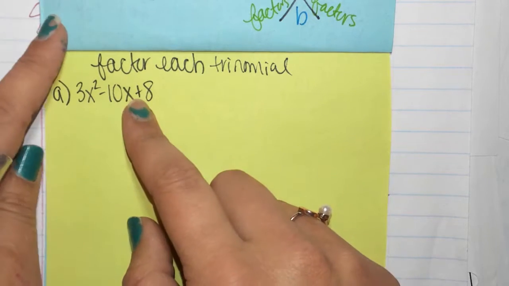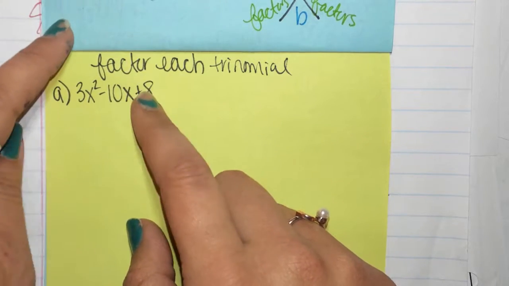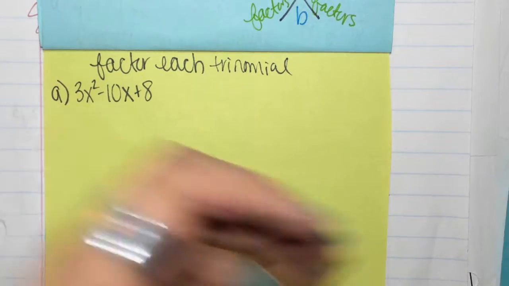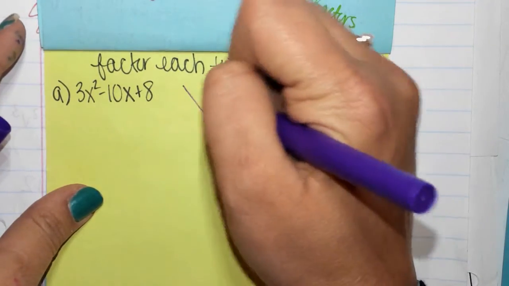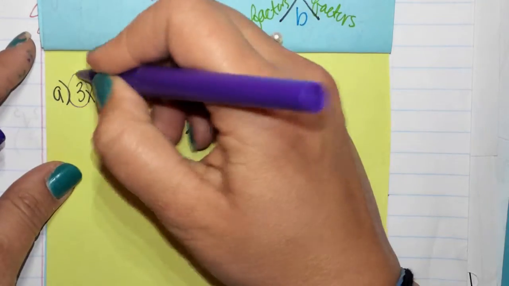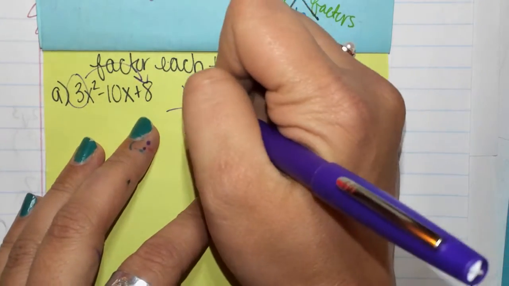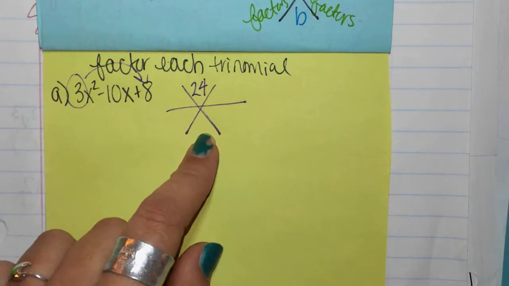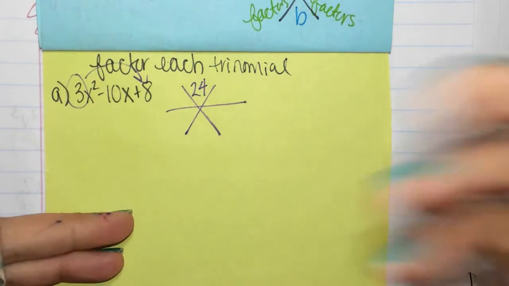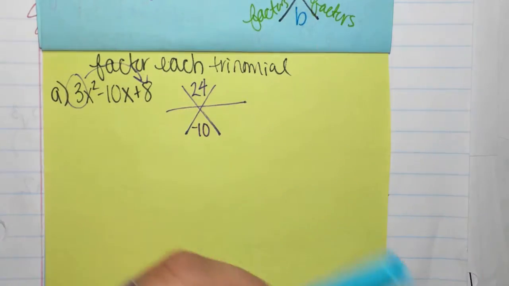Alright, so first thing we have to do is look at C. C is positive, so all signs have to match what? B. Okay? Now, we need to multiply A times C. So we're going to multiply 3 times 8. What's 3 times 8? 24. And what goes on the bottom part of our fraction? What goes in the top left and right?